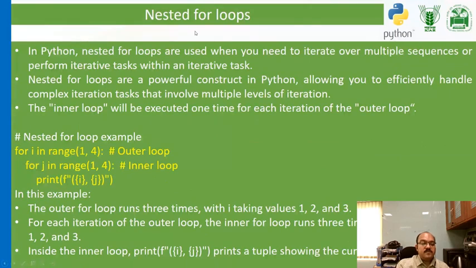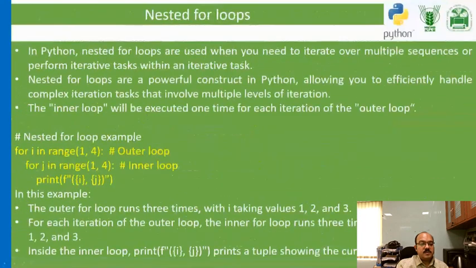Finally, we see the nested for loops. So in Python, nested for loops are used when you need to iterate over multiple sequences or perform iterative tasks within an iterative task. So these nested for loops are a powerful construct in Python, allowing us to efficiently handle complex iteration tasks that involve multiple levels of iteration. And the inner loop will be executed one time for each iteration of the outer loop.